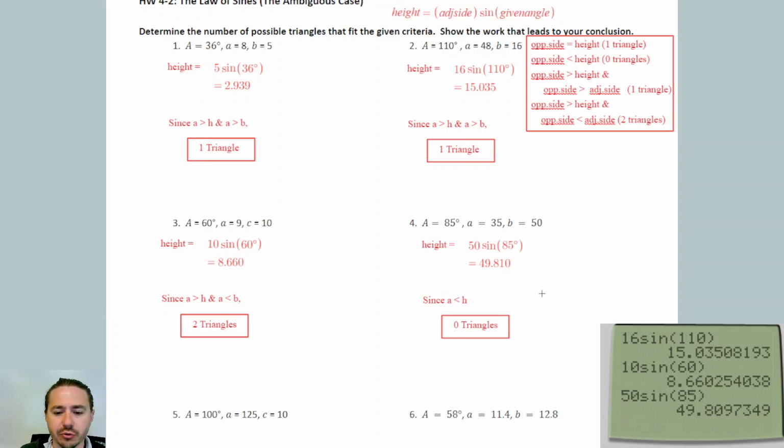Just to give you a little visual why that is, here's B, here's C down here, and then A is 35, but the height is 49. So if this is 49, and that's the height, the other side out here is only 35. So it's just not long enough to hit this other side. So this could swing back and forth, but the very shortest it could possibly be is the height. So if it's shorter than that, you just can't make a triangle.